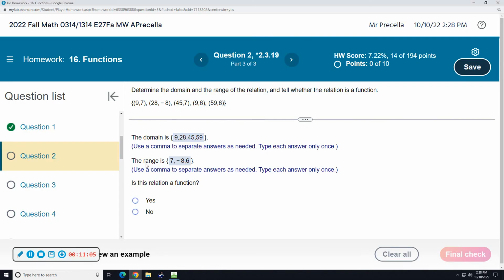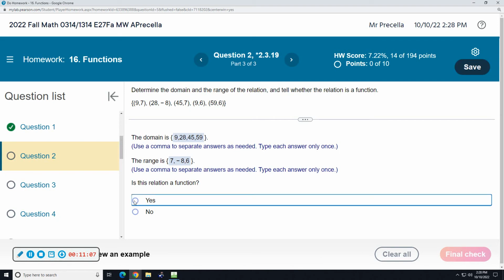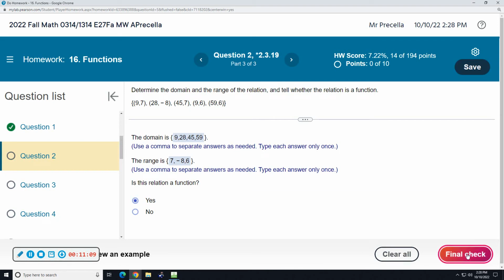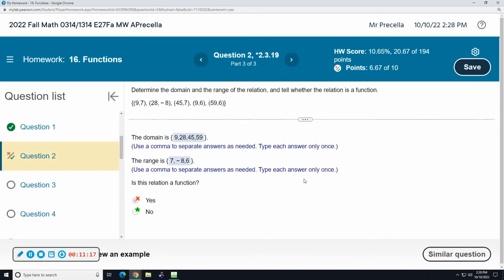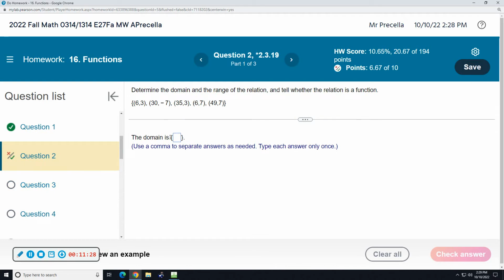And is this relation a function? Yes. Wait. What did I say? Oh, wait, no, I should have said no. Oh, my gosh. Okay, well, I'm not going to get it completely right, and I won't make 100 if I don't say similar question. So just talk me through it.